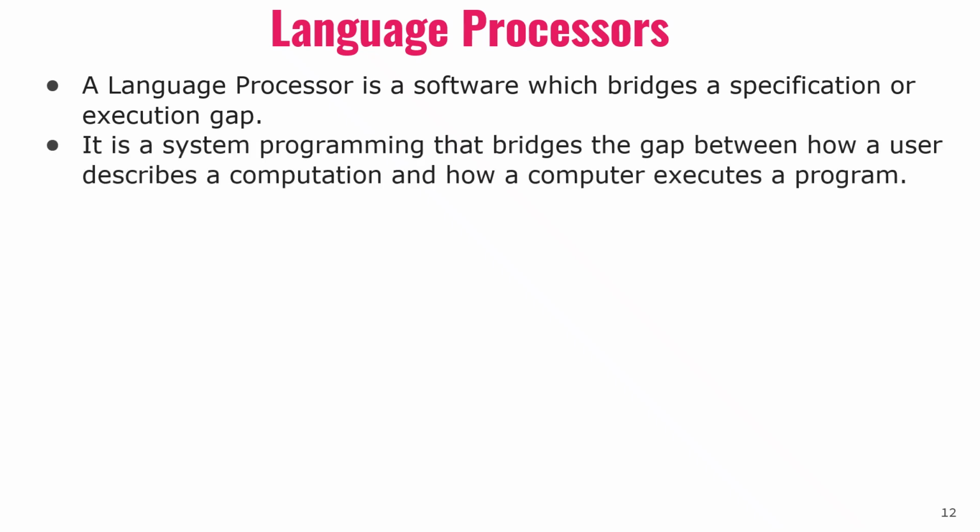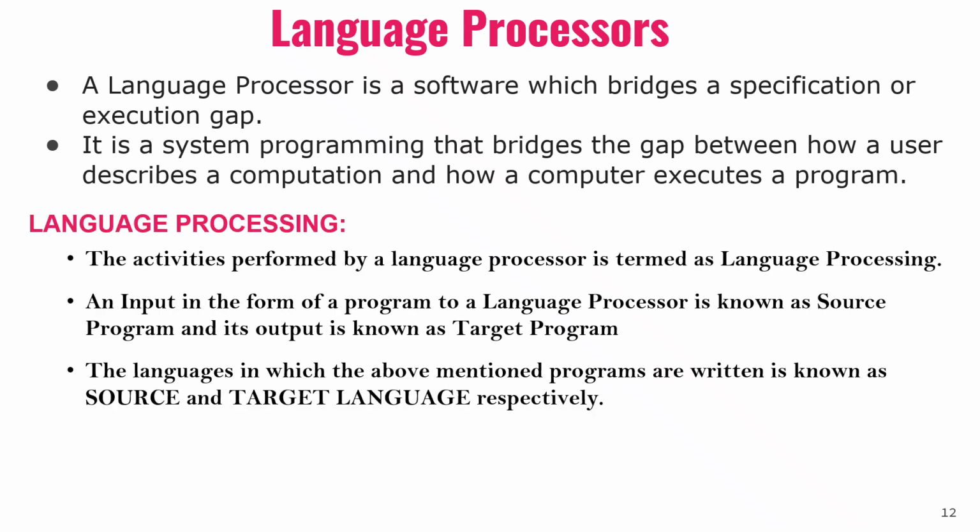It is a system programming that bridges the gap between how a user describes a computation and how a computer executes the program. So it is the language processor which is now bridging the gap between how I am describing my software and how the same software is executed by the computer. What is language processing? The activities those are performed by a language processor is known as language processing.